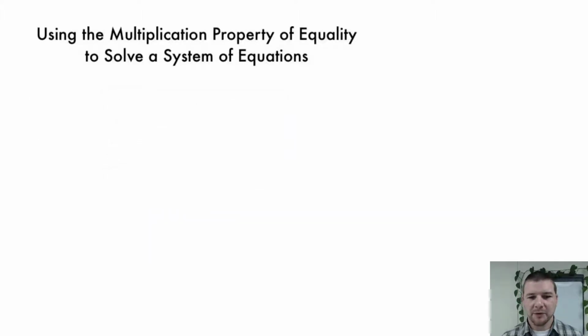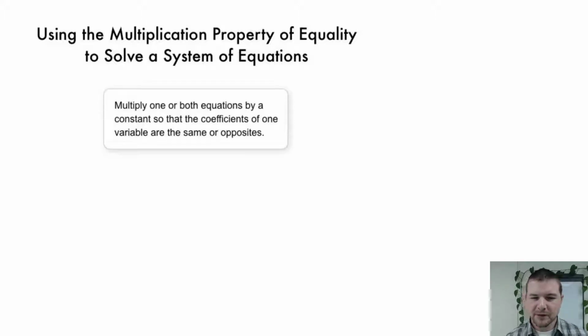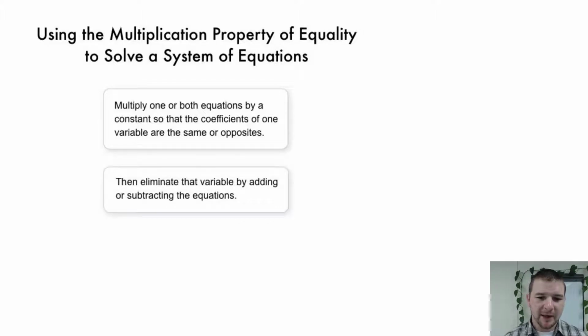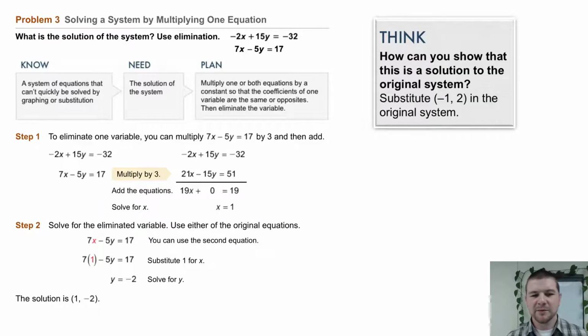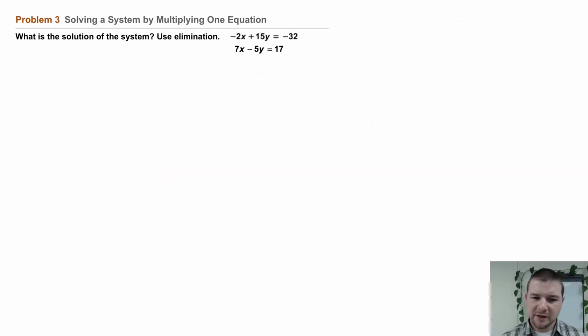Using the multiplication property of equality to solve a system of equations. First step, multiply one or both equations by a constant so that the coefficients of one variable are the same or opposites. Then eliminate that variable by adding or subtracting the equations. This brings us to problem 3, solving a system by multiplying one equation. What is the solution of the system?